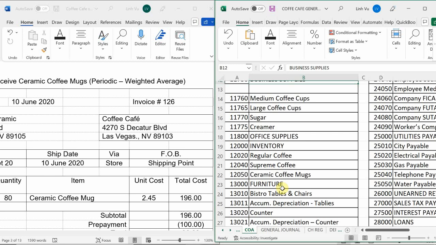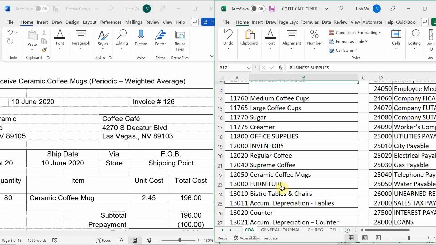Okay, but if this was perpetual inventory, how would I record this differently in my books? In terms of what account would I use? It would be an inventory account. It would be mugs. Correct.